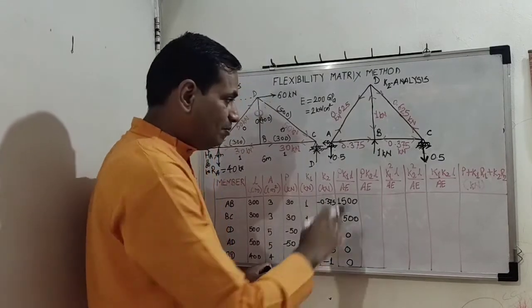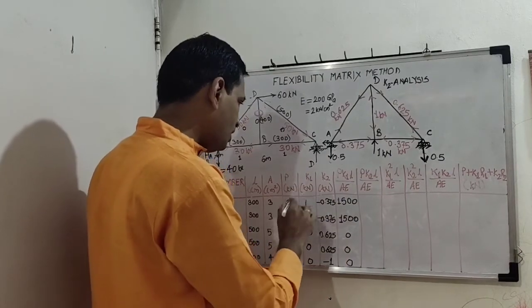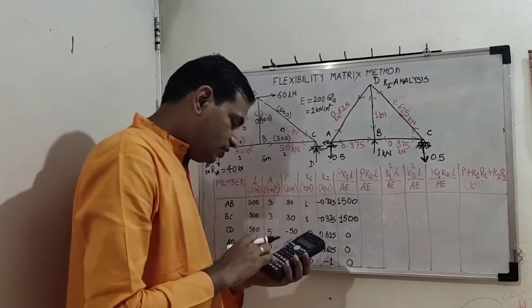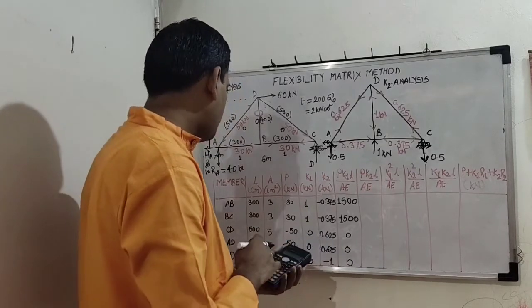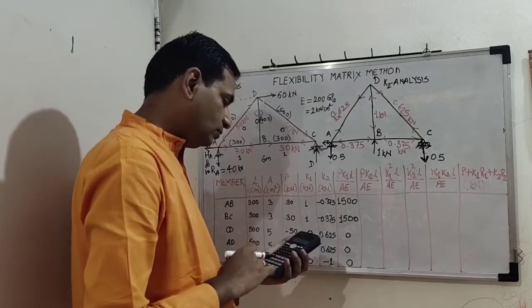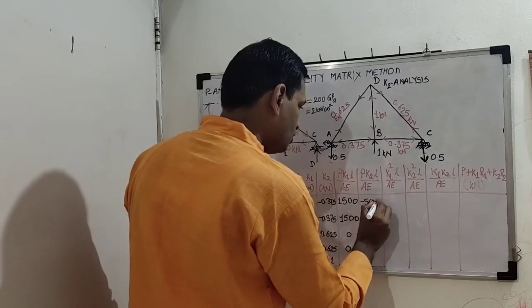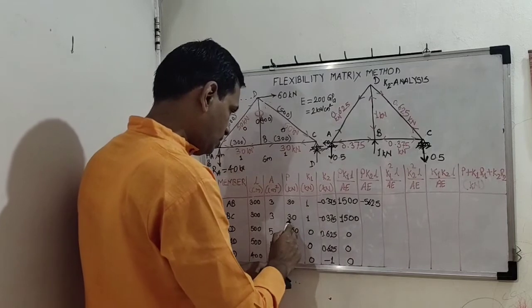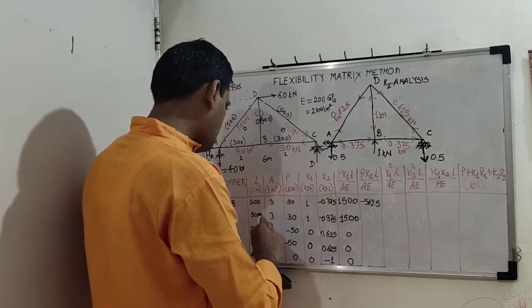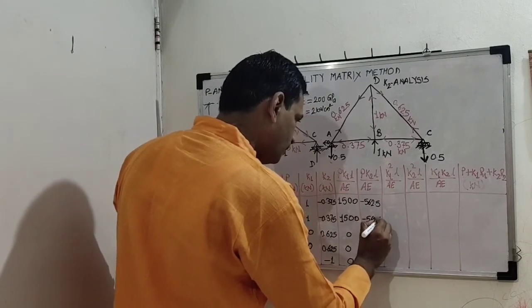Go to next column, PK2L upon AE. What is PK2L upon AE? P is 30, K2 is minus 0.375. So 30 into minus 0.375 into L is 300 upon AE 6. So minus 562.5. Minus 562.5. Next, 30 into minus 0.375 into 300 upon 6. So same value, minus 562.5.